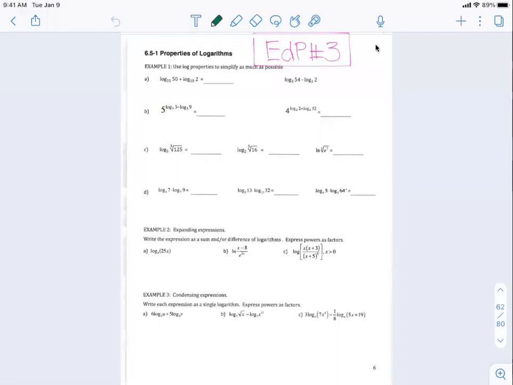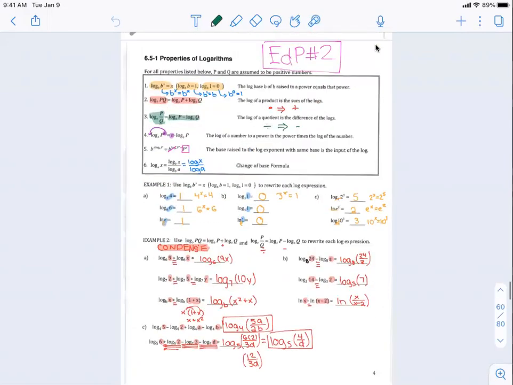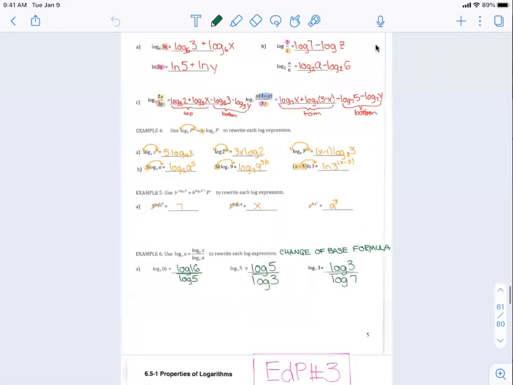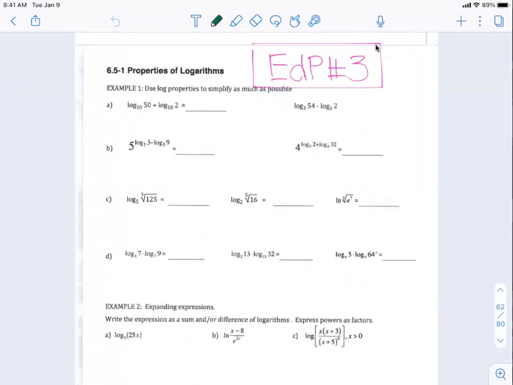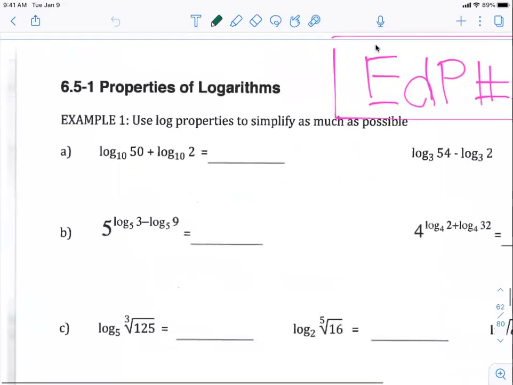Okay, so we are going to continue on with 6.5 properties of log. All the log rules that we used here, we're going to be using more of them and mixing them up. That's pretty much what we're doing. There's not any new properties. We're just using them all together. So example one, we want to go ahead and simplify as much as possible.